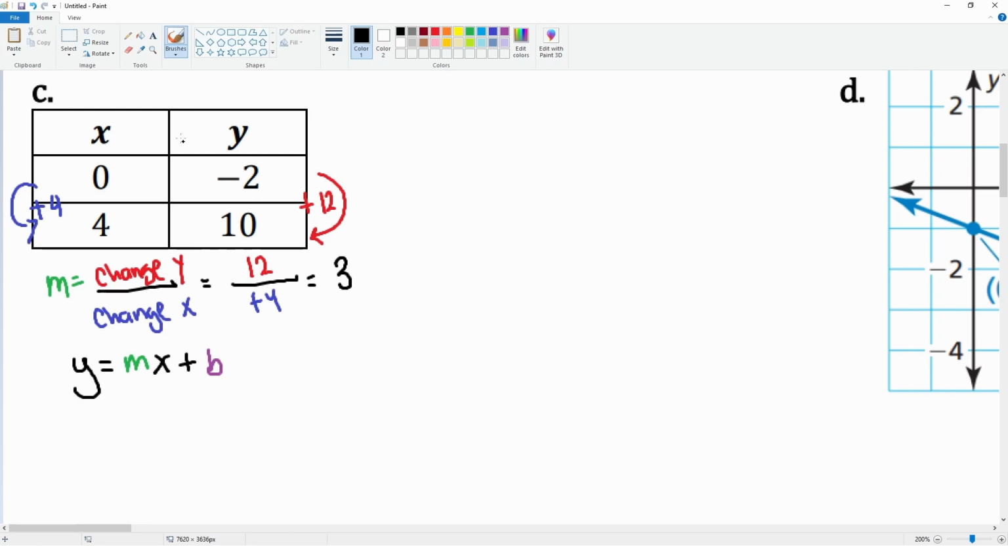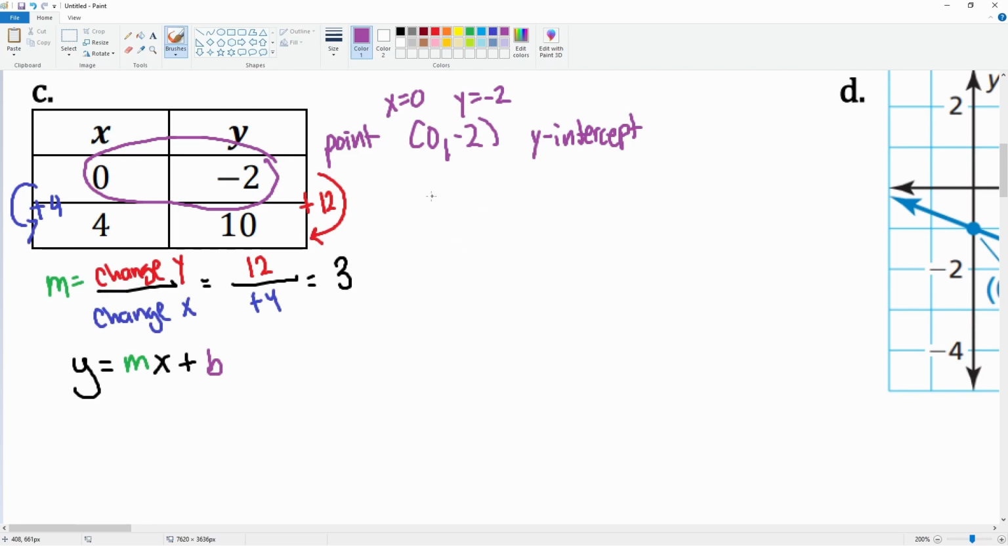Now we're trying to locate our y-intercept. Notice the y-intercept is right here because this is the point 0, negative 2. This is when x is equal to 0, y is equal to negative 2. This is the y-intercept at this point. Therefore, we can write the b value is equal to negative 2. Now we can just substitute it in here. The slope that we calculated from our chart was 3. The y-intercept that we calculated was negative 2.